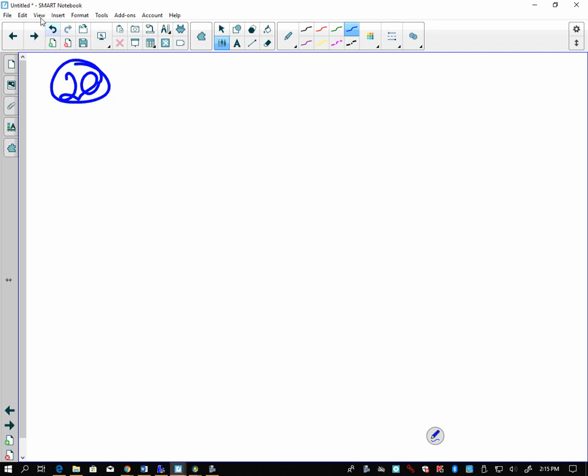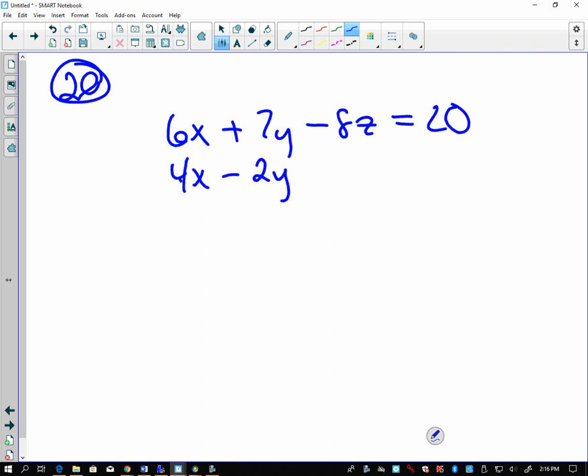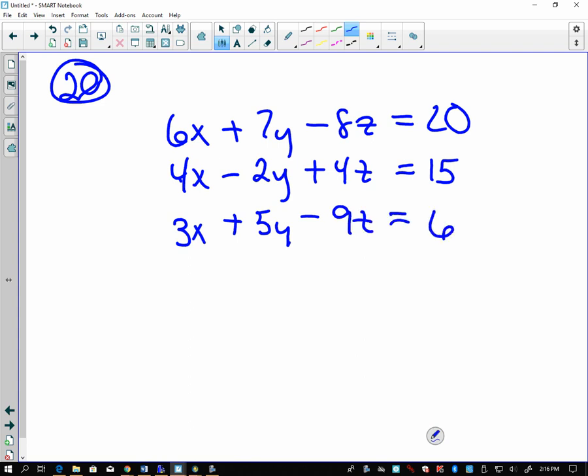Okay, last question. Let's see. It's going to give you something like 6x plus 7y minus 8z equals 20. 4x minus 2y plus 4z equals 15. 3x plus 5y minus, I don't know, 9z equals 6. Okay, what is the solution for x, y, and z? Do we know how to do these?